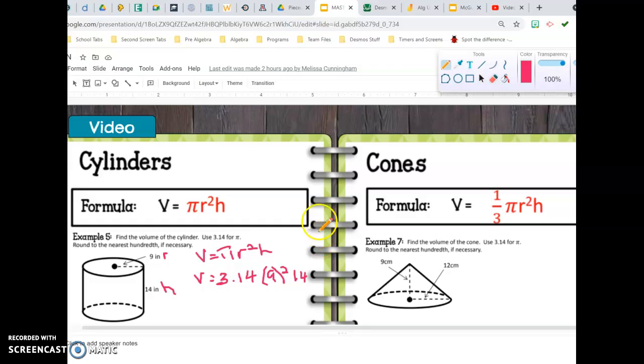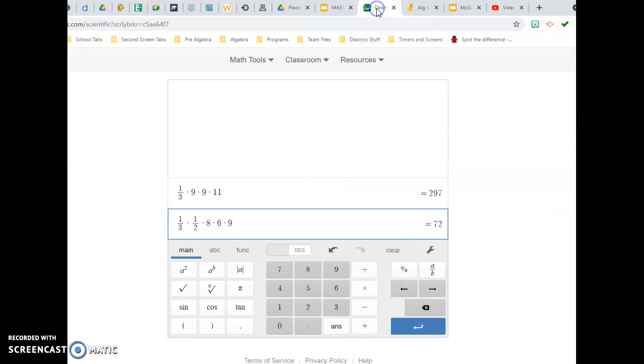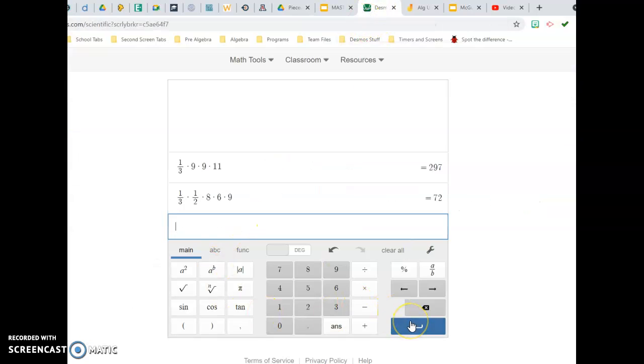Okay, so this is definitely one that you're probably going to want to use your calculator for. So you're going to go into your calculator, and you're going to put 3.14 for pi. And then you're going to do the radius squared. So we're going to do 9. And then if you hit this button here, a squared, that's going to square it for you. And then you're going to take that times the height of 14. And you get this number, 3,560.76. So when there are 2 decimal places, that is already to the hundredths.